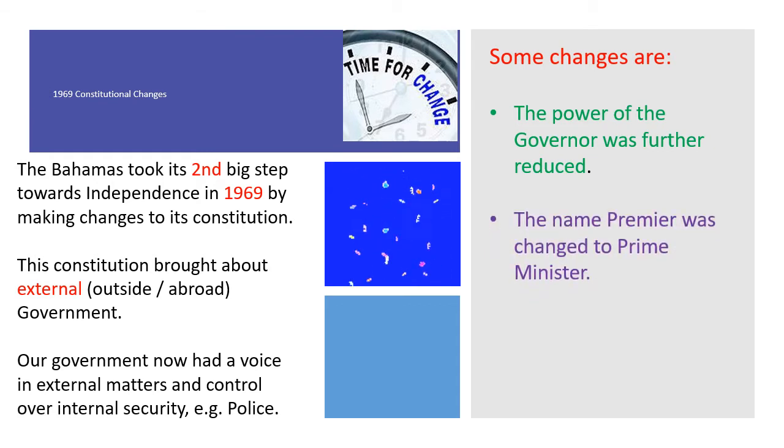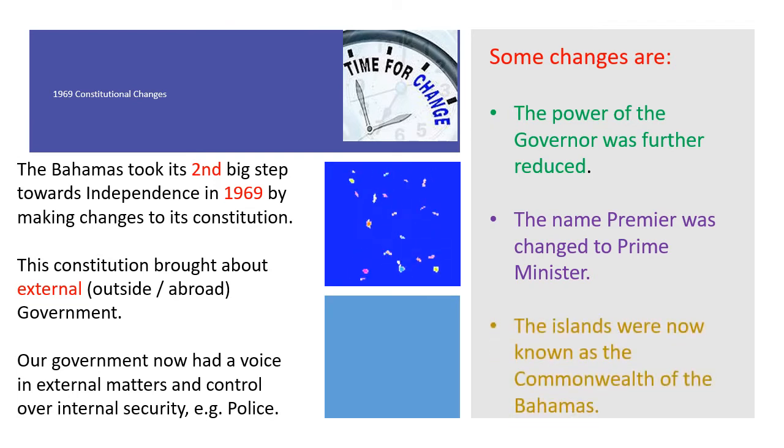The name Premier that I told you about earlier was now changed to Prime Minister in the 1969 constitutional change. The islands of the Bahamas was now known as the Commonwealth of the Bahamas. So these are a few of the changes that came about in 1969.